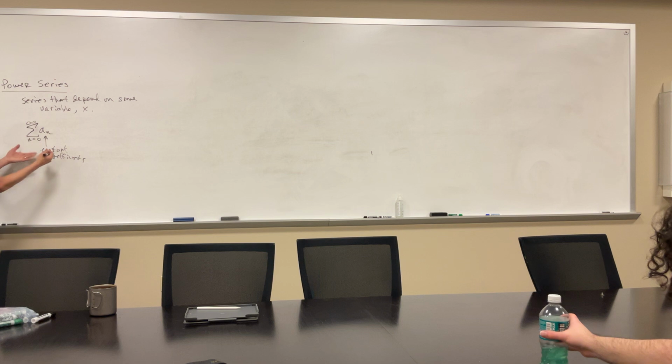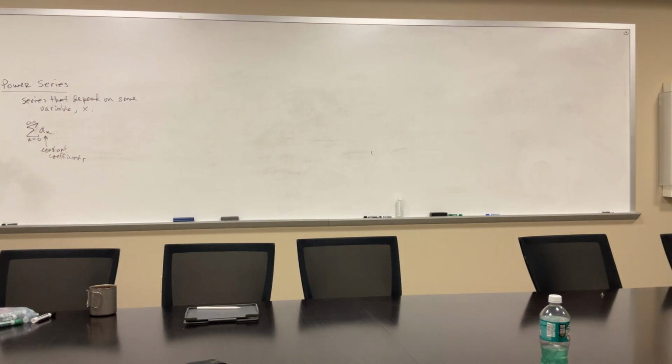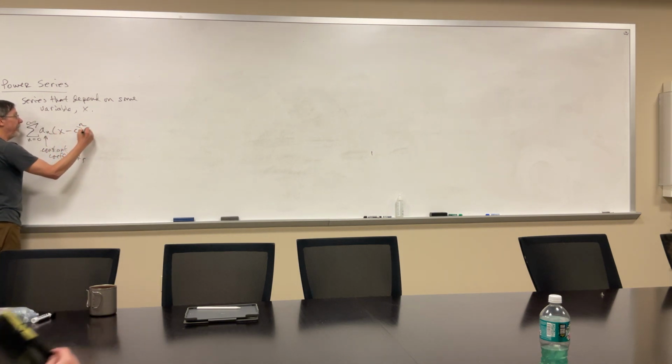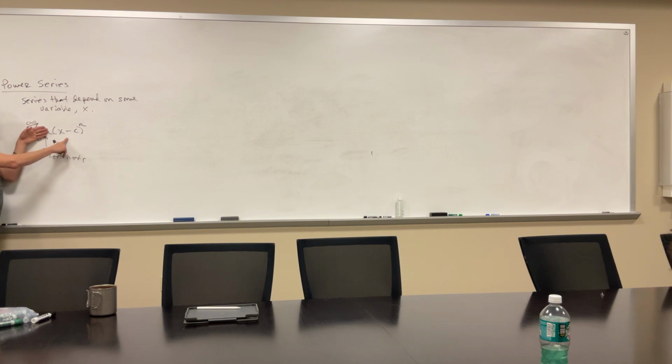And so right now, this basically looks like every series we've ever done. It's just a sum of numbers. But what we're going to do is multiply each one by this x minus c to the nth power. So this is going to make it start looking like a polynomial in x.